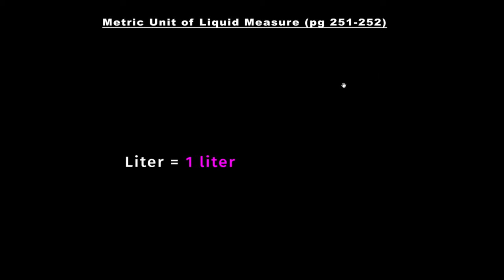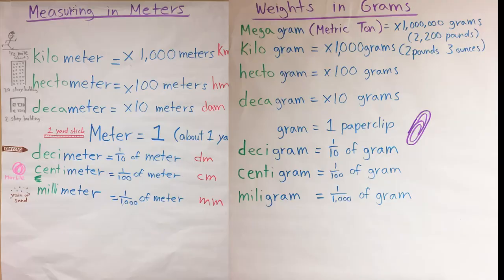Let's get started. So, liquid units and measures. Before, we've done measurements using the metric system. You guys remember our two posters in the classroom? The first one, measuring in meters. You would use this to measure the length of an object. And weights in grams, obviously we would use this to measure the weight of an object.